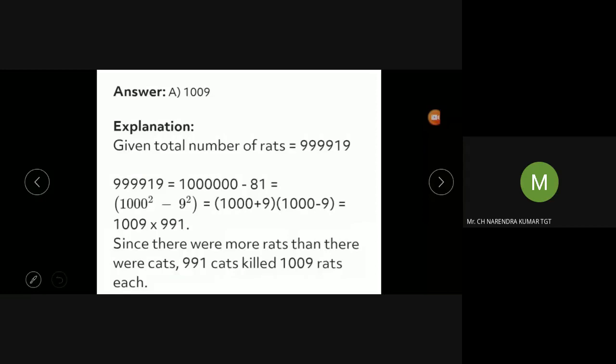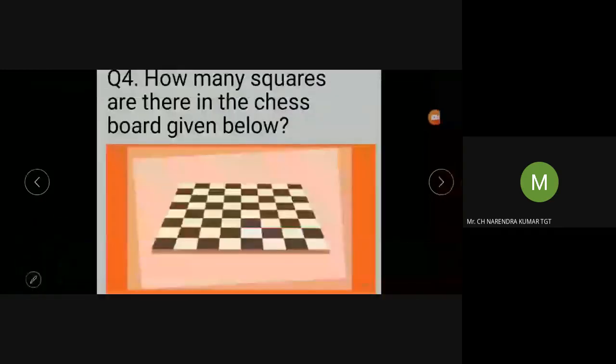So the next question is based totally upon visualization of shape. As you can see, how many squares are there in the chessboard given below, and the chessboard is 8 by 8. So many times we have faced this question, sir. Please answer this.